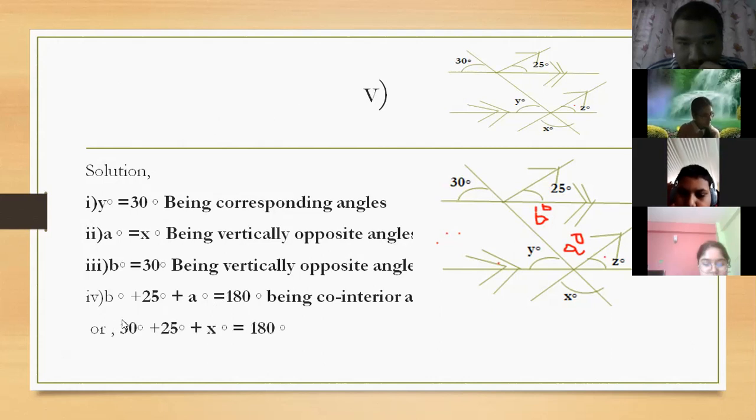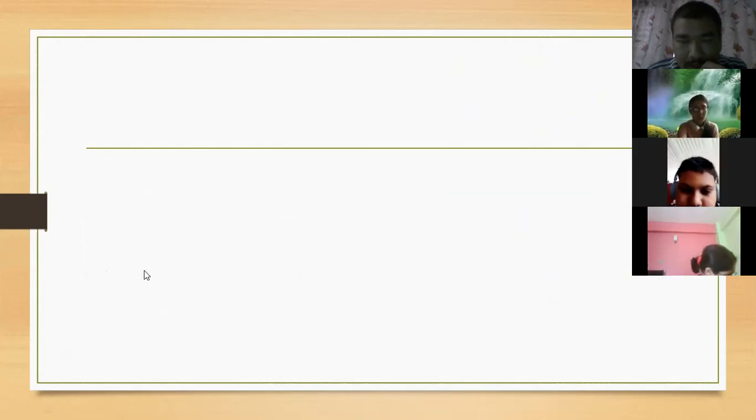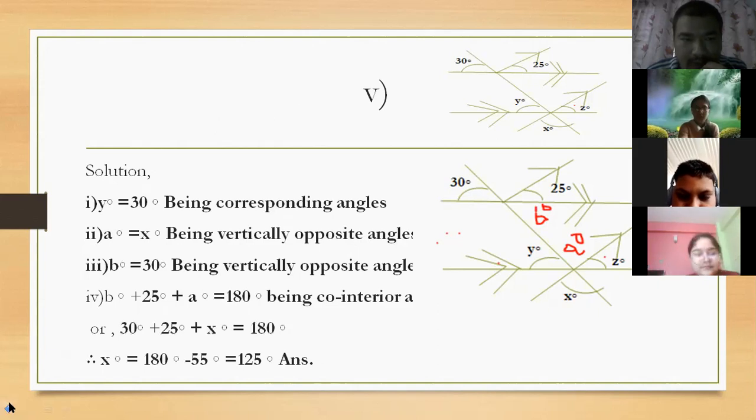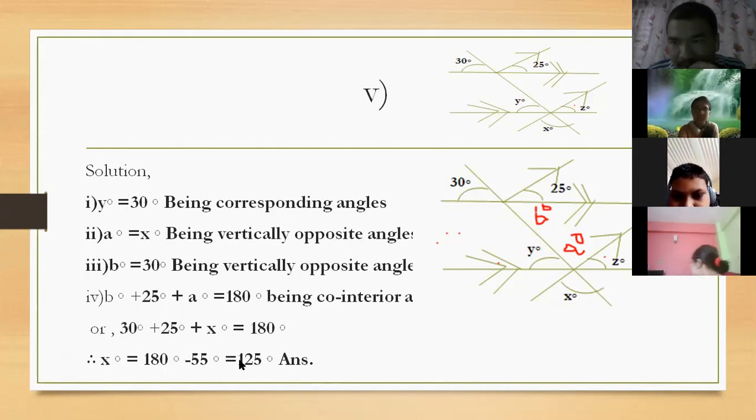And we know the B value already. And A, from this one we will get. What do we find from here? We find the value of X. 180 minus 55, we get 125. Are you clear, students, about it?